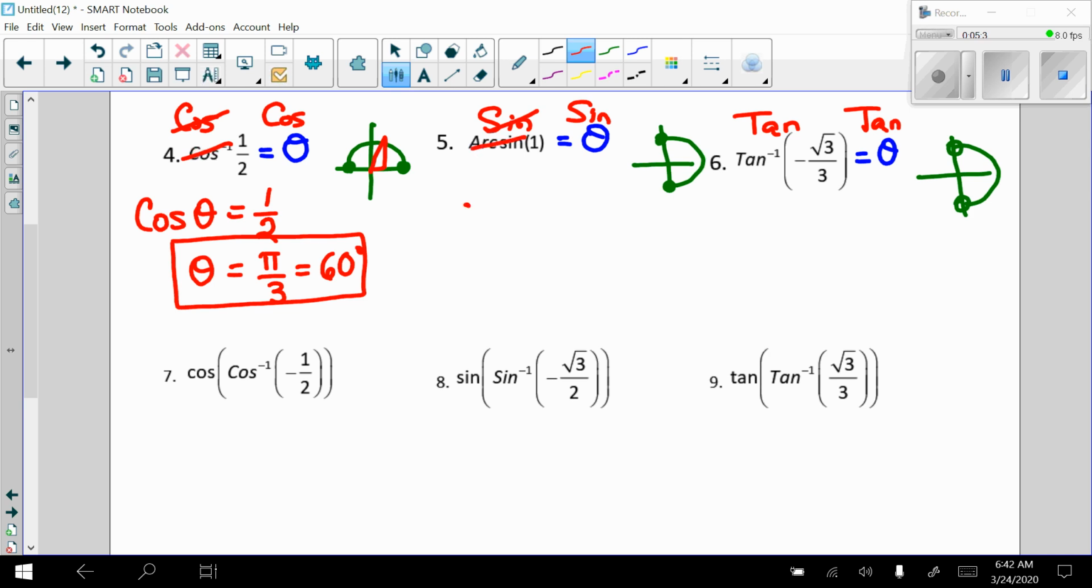Here we go. We've got the sine of theta for number 5 equals 1. So we're basically asking, where is the height in the unit circle equal to 1? Well, that is vertical right there. So theta equals pi over 2, which is 90 degrees.